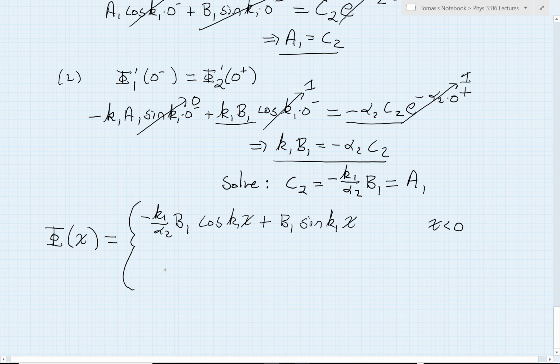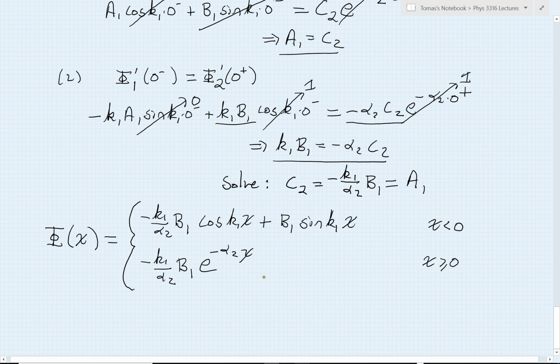The alternative locations are x greater than 0. And by the way, at x equals 0, the wave function is continuous, so you can choose either of these two for the equal value. Maybe we pick this one. And now that side, the phi 2 side, was just C2 times my decaying exponential, and C2 again has this particular value, minus K1 over alpha 2, and that then is multiplying B1 to give me my C2, and it's my C2 that's multiplying my decaying exponential, e to the minus alpha 2x.